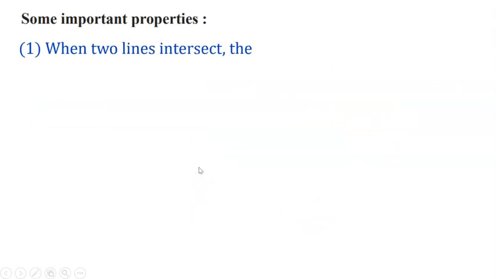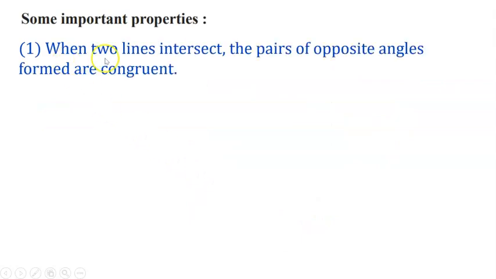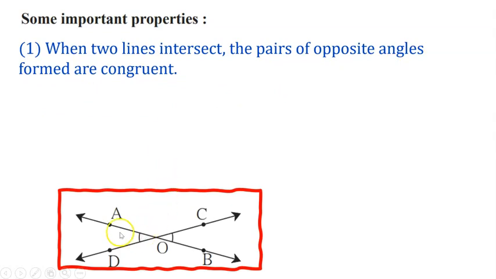Some important properties. Now, first property. When two lines intersect, the pairs of opposite angles formed are congruent. This we have learned in the first chapter. Now, in this figure, these two lines AB and CD intersect at the point O, and pairs of opposite angles means what? Measure of angle AOC is equal to measure of angle BOD, and measure of angle AOD is equal to measure of angle BOC. These are the opposite angles.